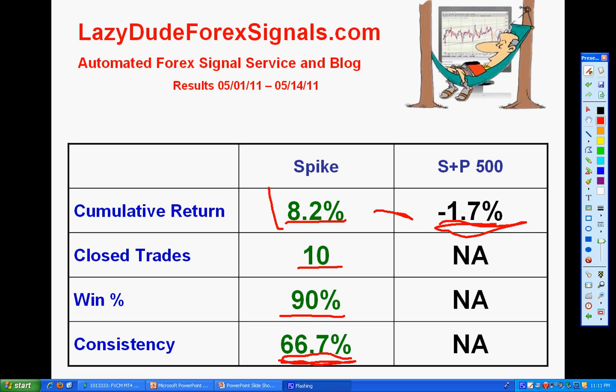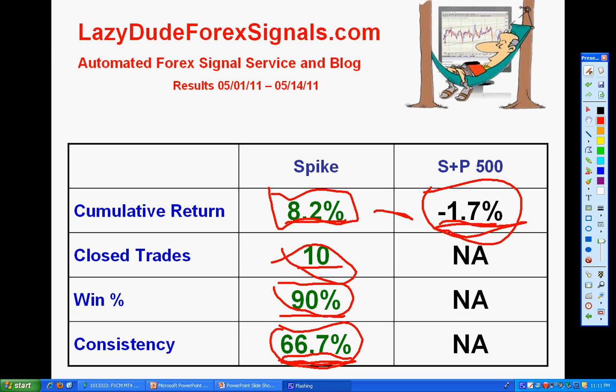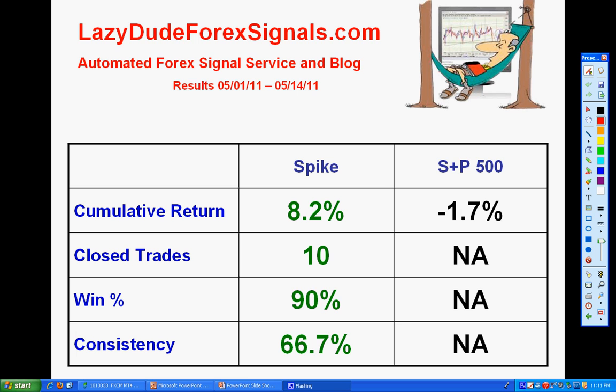So again, 8.2% over 2 weeks. We closed 10 trades. We had a 90% win rate. It was all on one chart, one currency pair. It was automated, and people say that's not good enough, but hey, we beat the S&P 500 by almost 10%. So if you want to get those kinds of results, make sure that you stick with me.